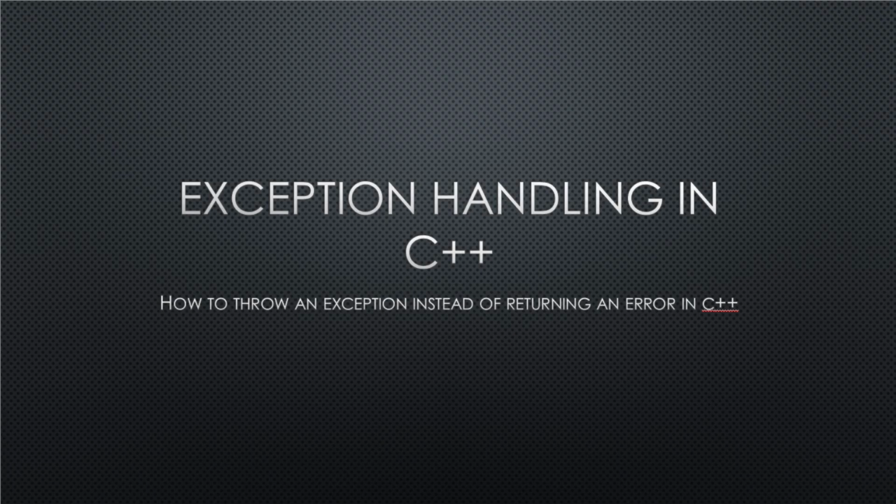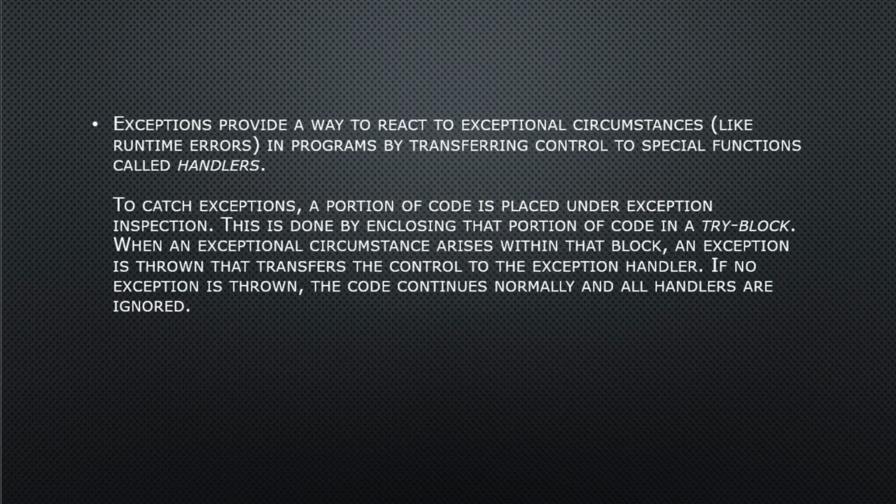So we can define an exception as a tool that provides a way to react to exceptional circumstances like runtime errors in a program by transferring control to special functions called handlers. To catch an exception, a portion of code is placed under exception inspection. This is done by enclosing that portion of code in a try block. When an exceptional circumstance arises within that block, an exception is thrown that transfers the control to the exception handler. If no exception is thrown, the code continues normally and all handlers are ignored.